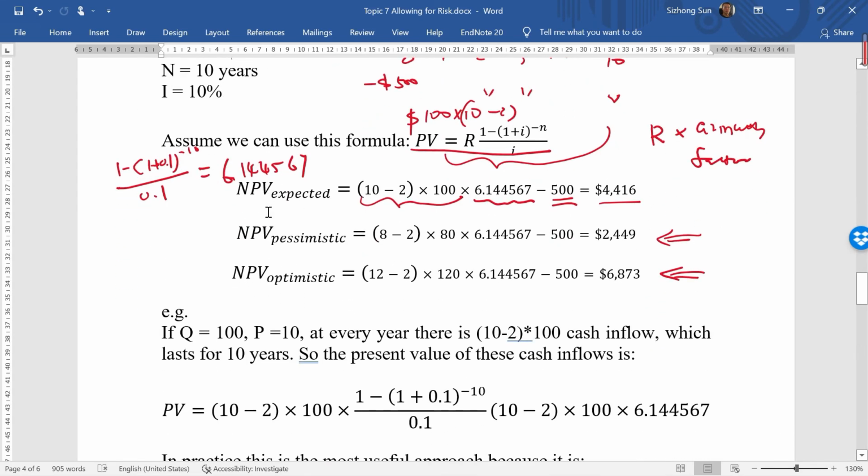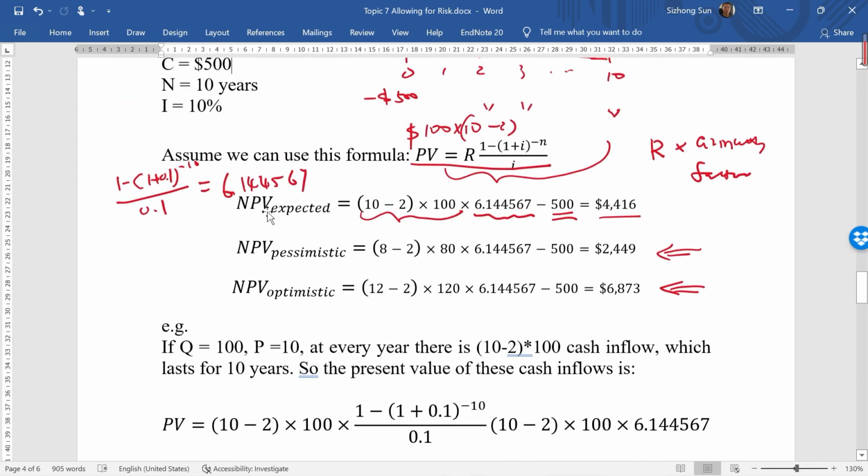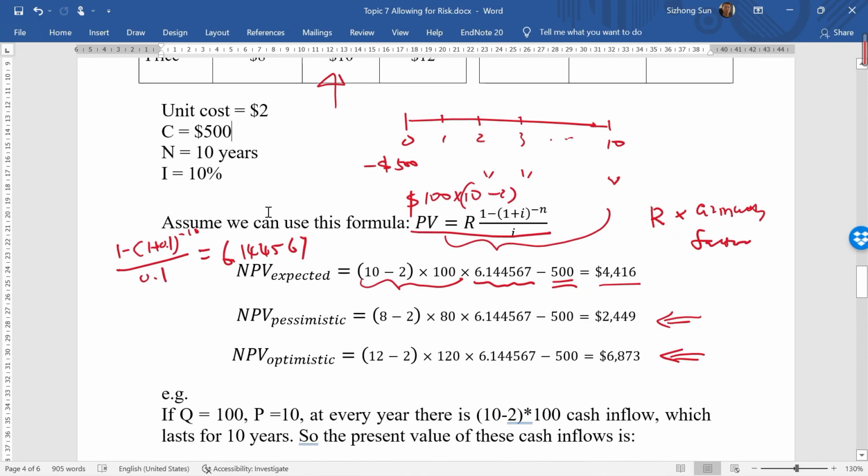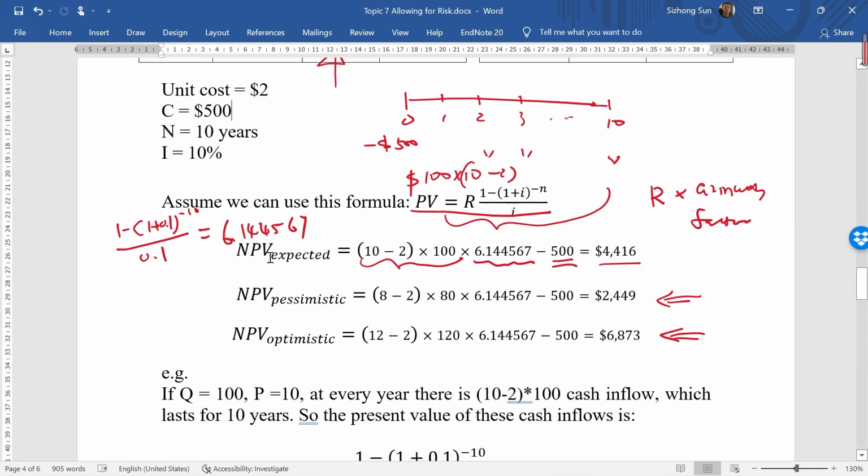Similarly, we calculate for the pessimistic situation and for the optimistic situation, and then present these NPVs of different scenarios to the clients. Clients can make decisions based on their own judgment. And this is called sensitivity analysis.